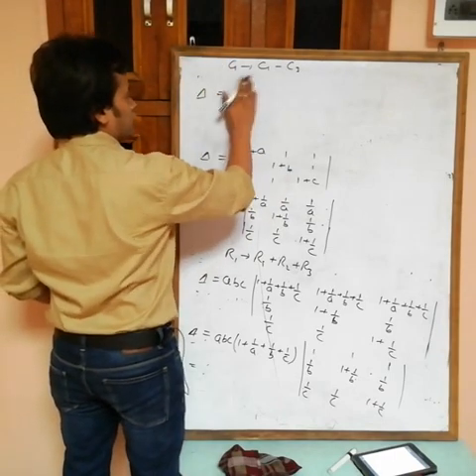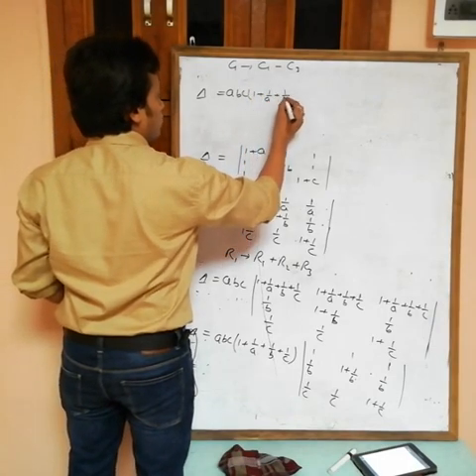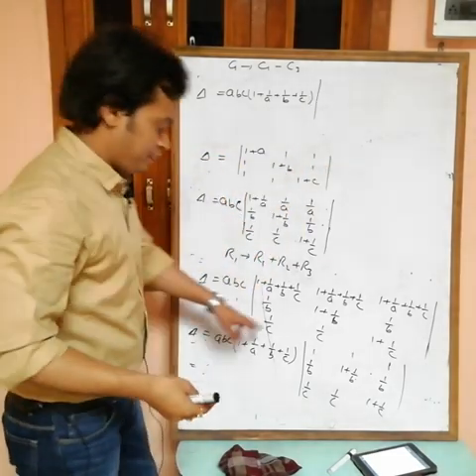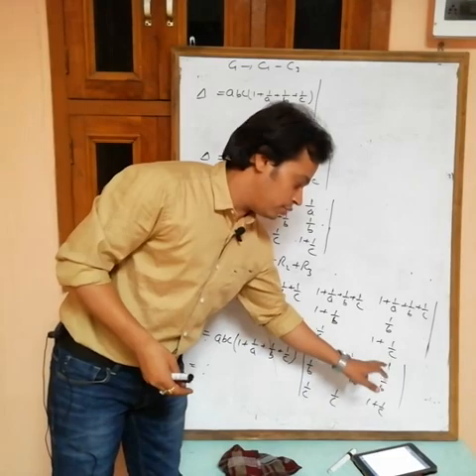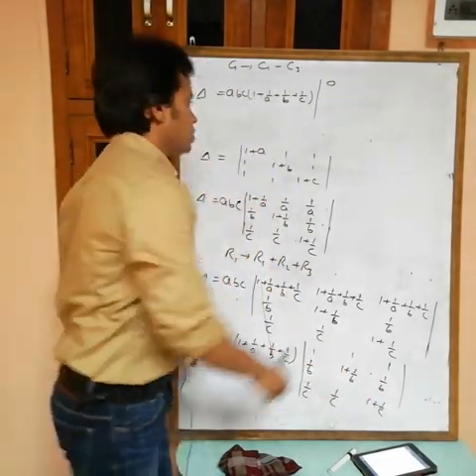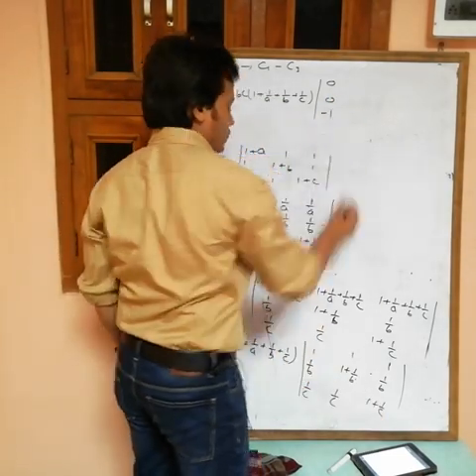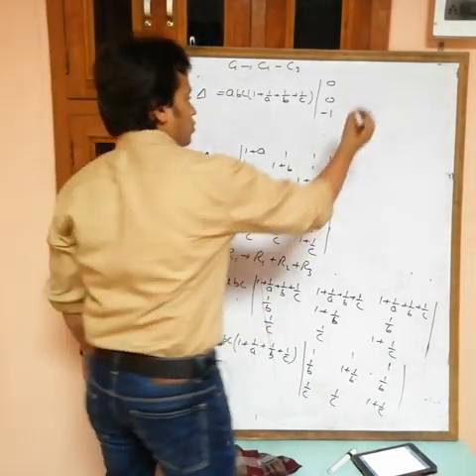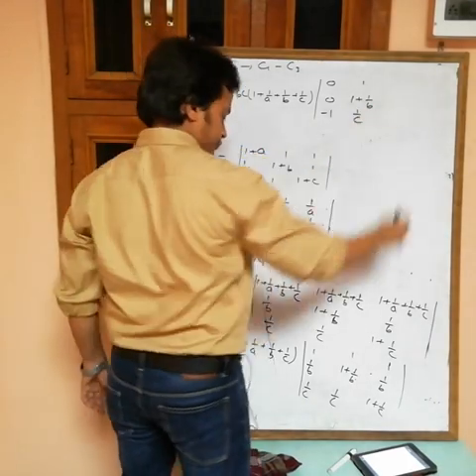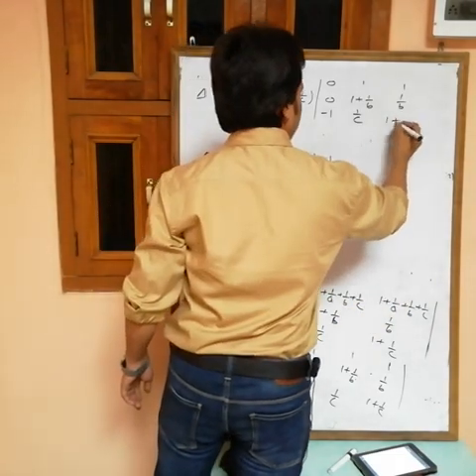Then del is equal to ABC into 1 plus 1 by A plus 1 by B plus 1 by C. C1 goes to C1 minus C3. First column minus third column: this one minus this one is 0, this one minus this one is 0, and this one minus this one is minus 1. C2 and C3 remain the same: 1 plus 1 by B, 1 by C, and 1 by B, 1 plus 1 by C.